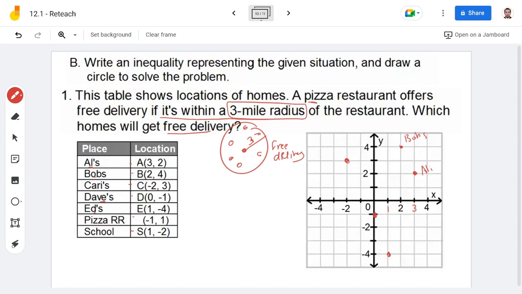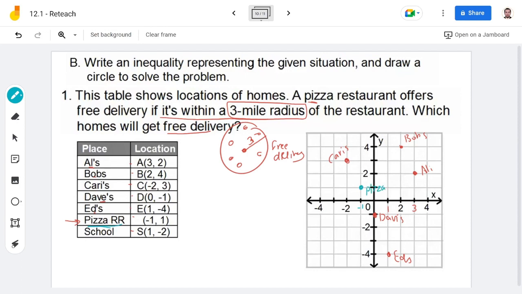Okay, let me write the names. This one is Chris. This one, 0, -1, is Davis. And here it's saying pizza restaurant. So here is the pizza. Let me change the point of the pizza restaurant. The pizza is located at -1 and 1. So here is my pizza restaurant.